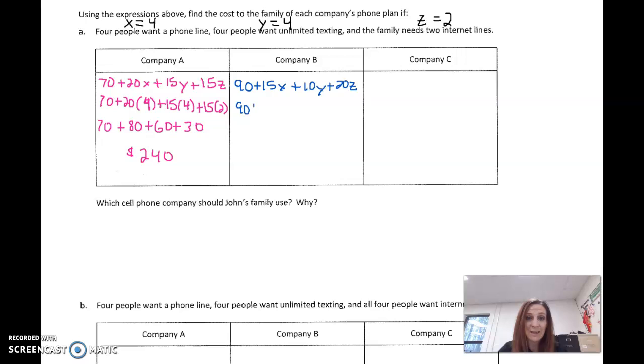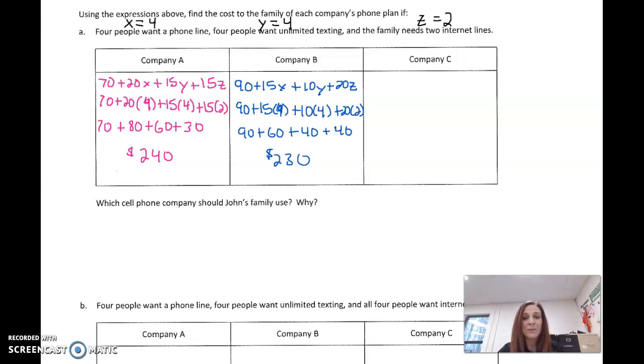So I'm going to have 90 plus 15 times 4, because that's what x is, plus 10 times y, which is 4, plus 20 times z, which is 2. So this is 90 plus 15 times 4, which is 60, plus 10 times 4, which is 40, plus 20 times 2, which is 40. And hopefully I got those right. When I add all those together, that's going to work out to be $230.